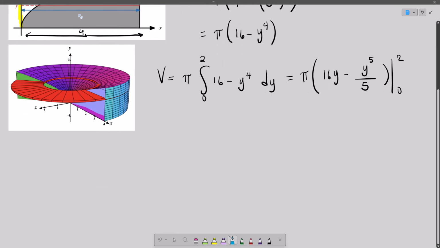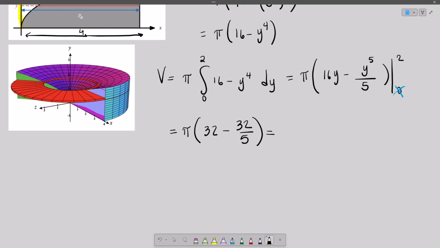And when we look at that, we see 0 is not going to contribute anything. Plug it in 0, get 0. So that allows us to focus on just the upper limit of integration. Plugging in the 2 is going to give us 32 minus 32 fifths. Arithmetic.